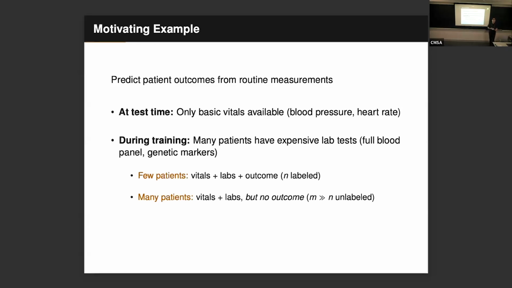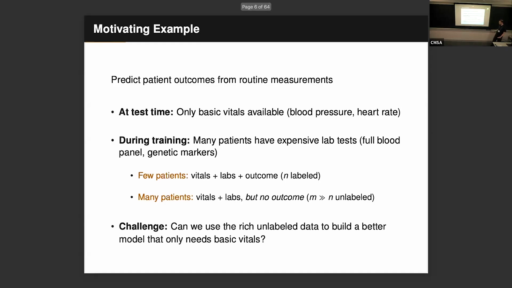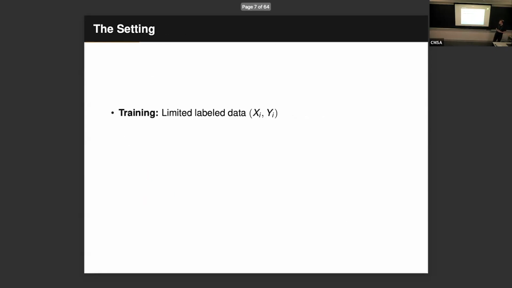And among this data, we could have two different types. So maybe we have few patients that are actually labeled. So in other words, we do observe their vitals and their labs, plus some outcome variable of interest. And then we also might have many, many patients where we don't actually have an outcome. So we still have this more comprehensive set of data, but maybe we don't have an outcome. And so the challenge is, well, can we use this rich unlabeled data to build a better predictive model that only needs basic vitals? So this is kind of a motivating example for what I want to do.